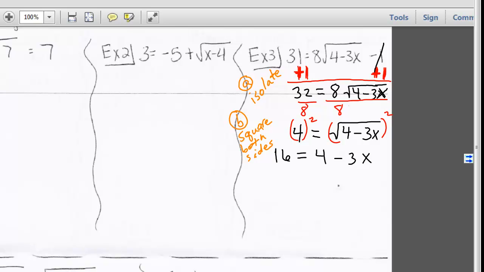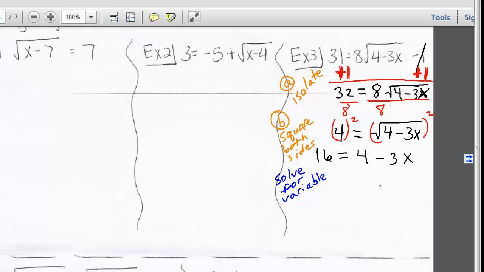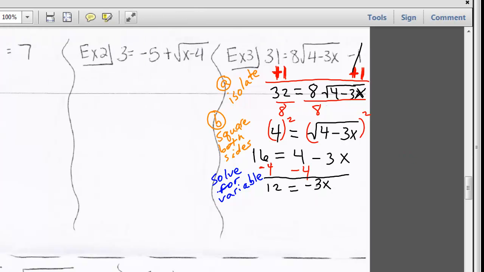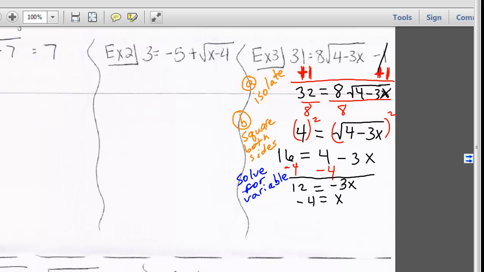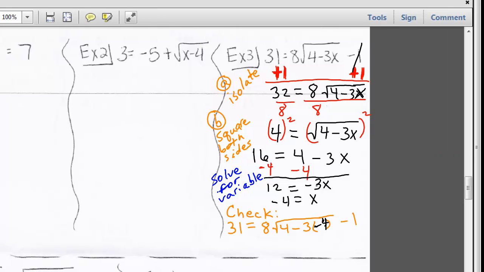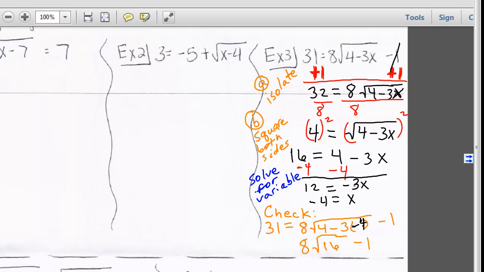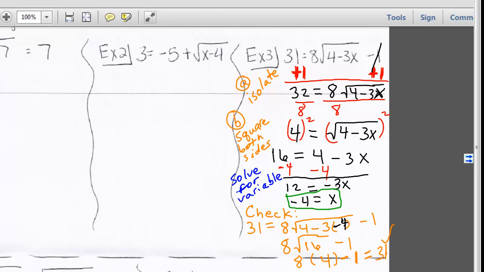This gives us 16 equals 4 minus 3x. Now we solve for the variable x. Subtract 4 from each side. We get negative 3x equals 12. And x is equal to negative 4. By plugging in negative 4 for x, we get 8 times the square root of 16, minus 1, is equal to 31. And this is true. So x is equal to negative 4.